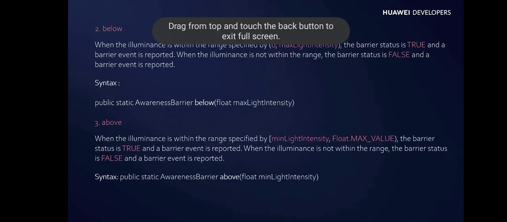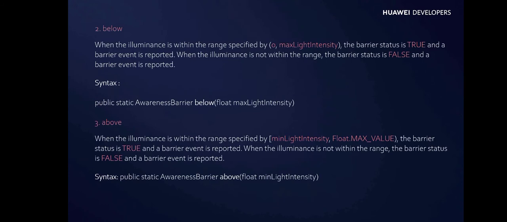Now the second method below. When the illuminance is within the range specified by 0 and max light intensity, the barrier status is true and a barrier event is reported. When the illuminance is not within the range, the barrier status is false and a barrier event is reported. In syntax, max light intensity needs to be passed as a parameter and awareness barrier object will be returned.